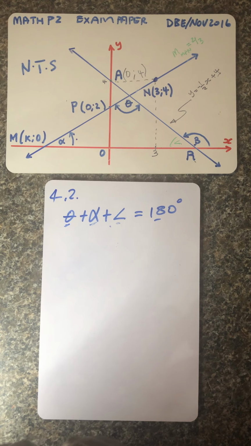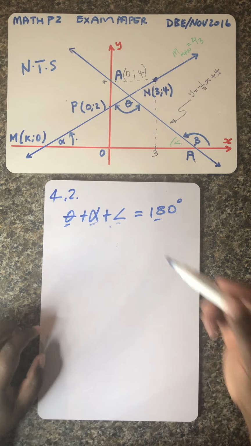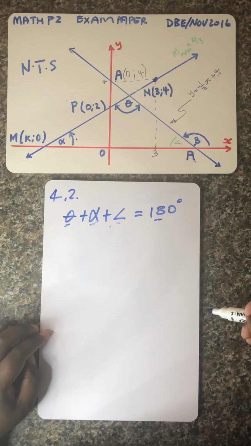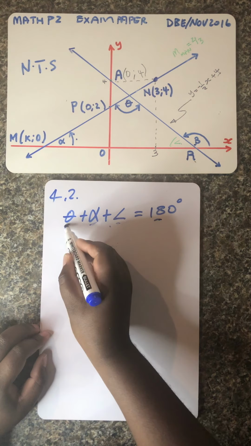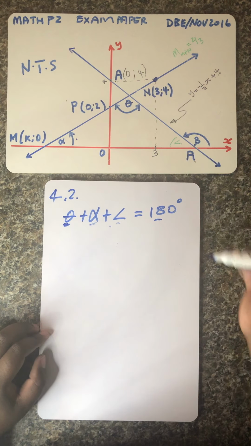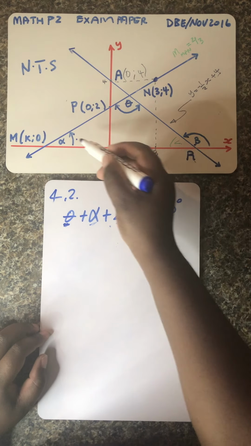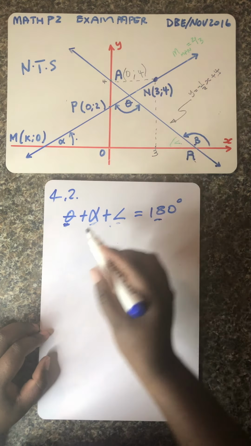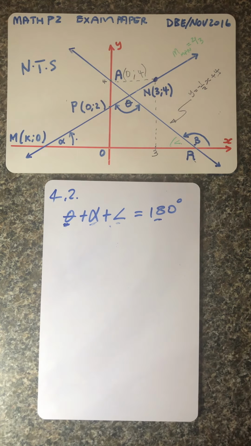Remember I was indicating that the sum of the interior angles is equal to 180 degrees. Now this is the angle that they want us to calculate, which is that angle there. If we can calculate that angle and that angle, then we'll be able to make use of this equation to calculate angle theta. I assume you understand that part. So now let's calculate the angle of MP.